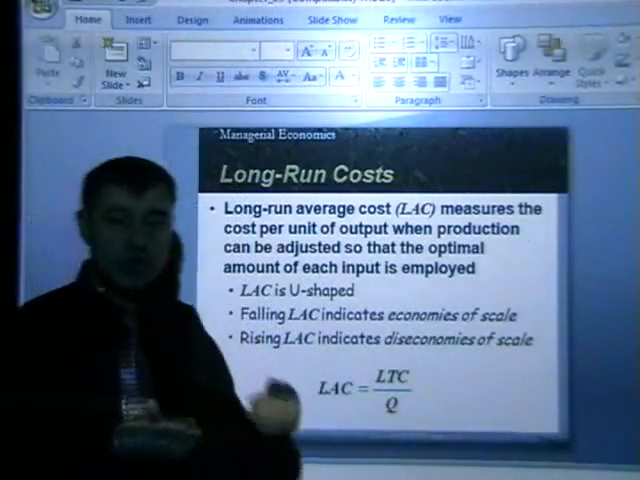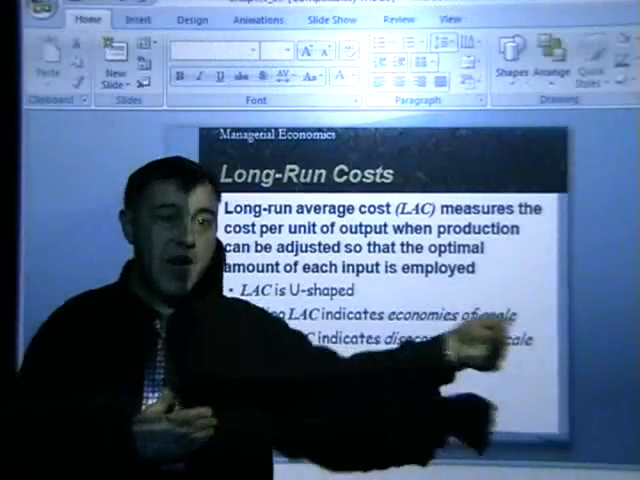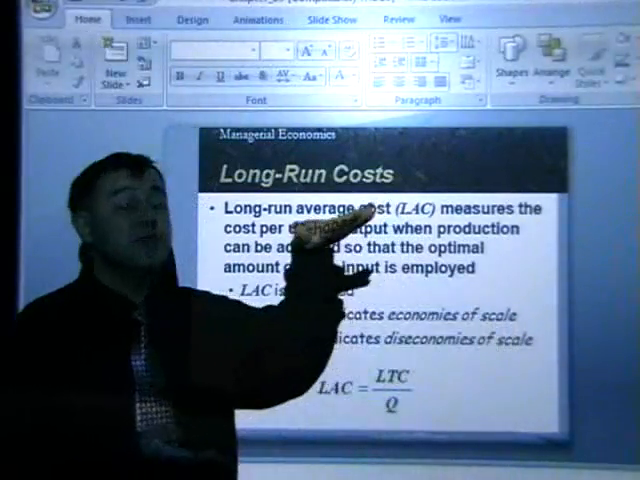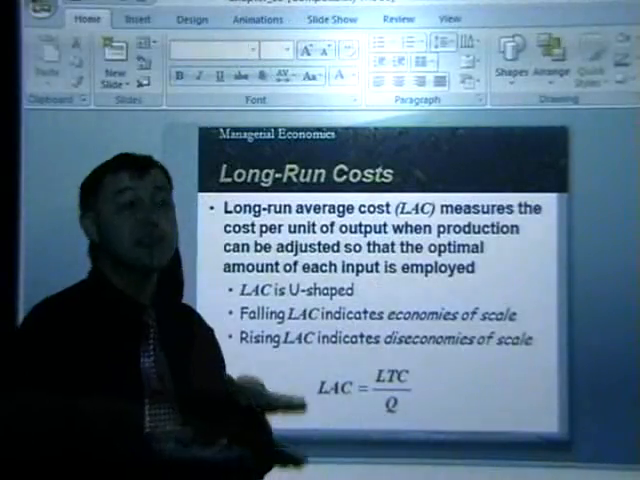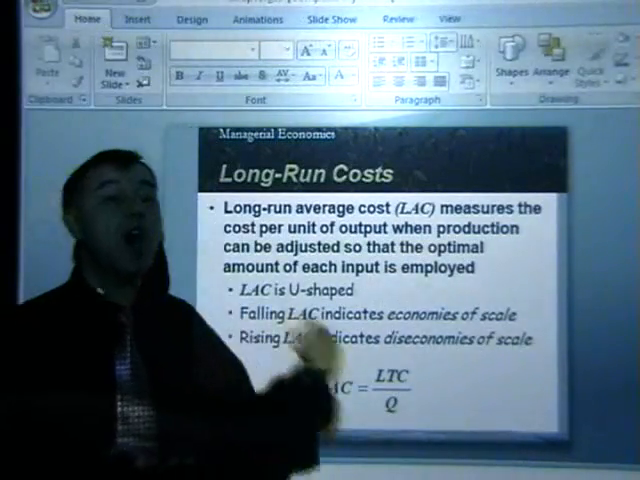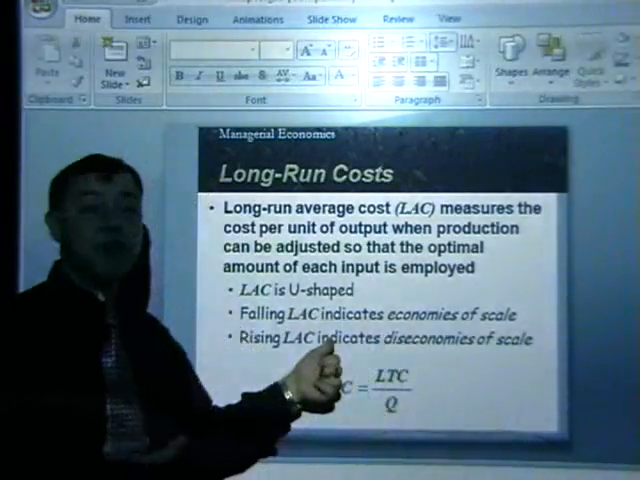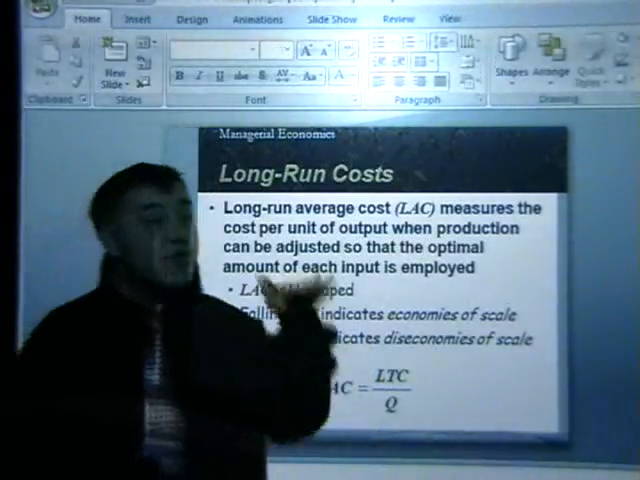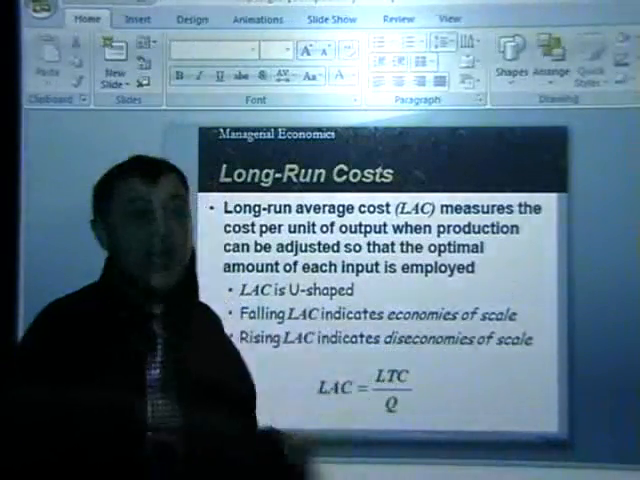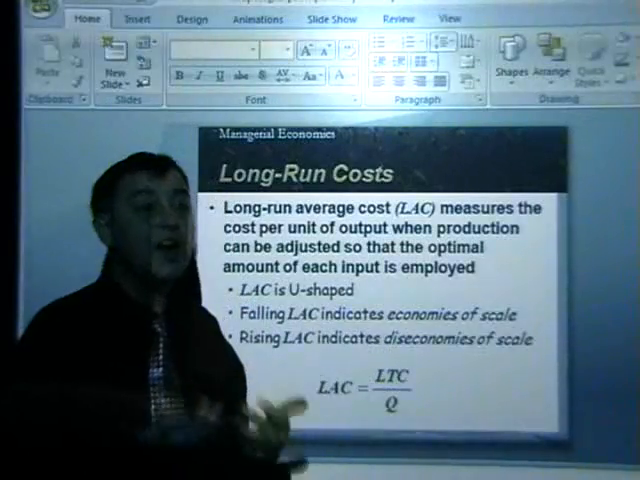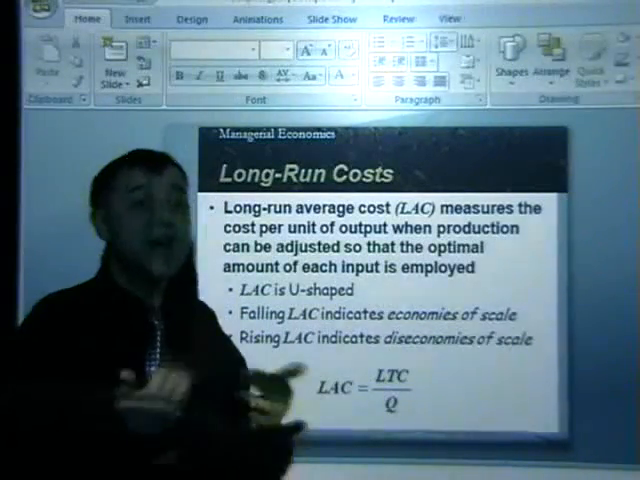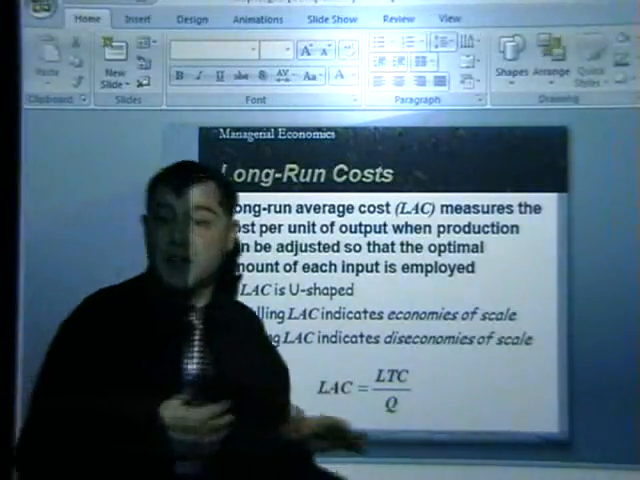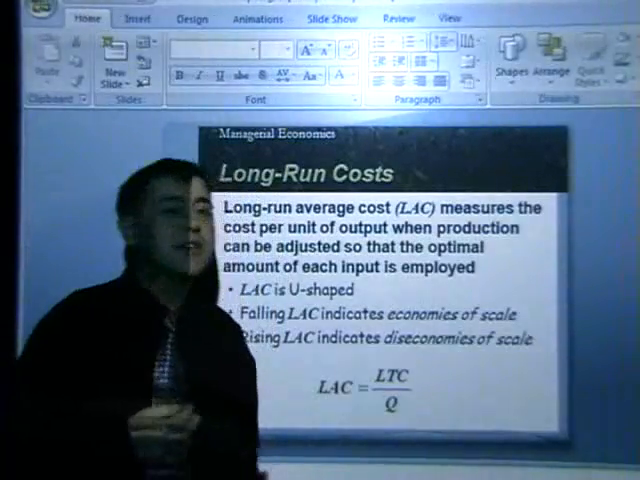As you increase the quantity supplied, as you increase output, if your average cost falls, it must be that you are gaining from economies of scale. In other words, if your average cost is falling, you must have economies of scale. Vice versa. What's economies of scale?